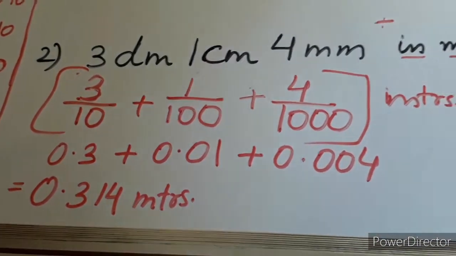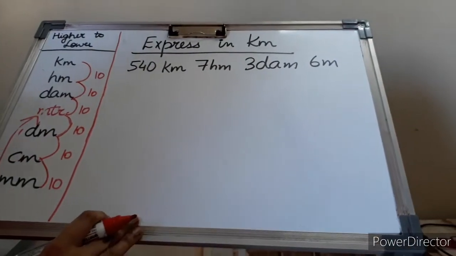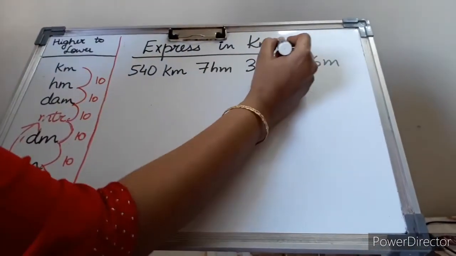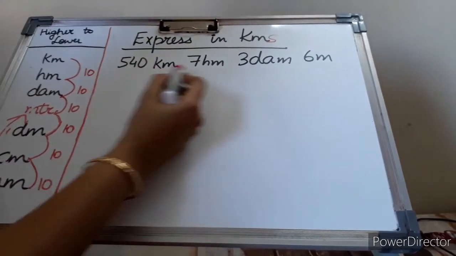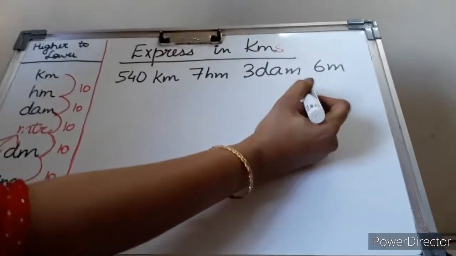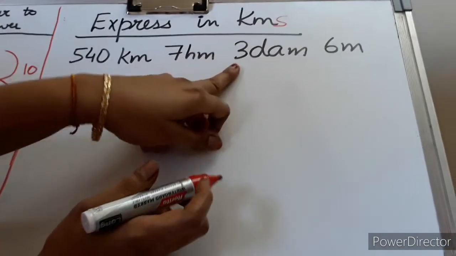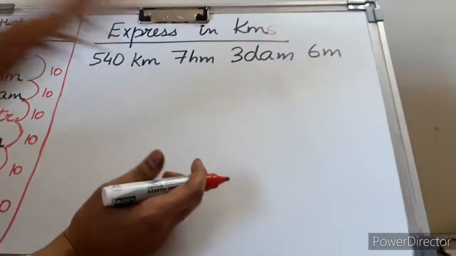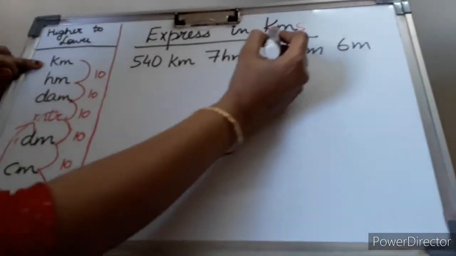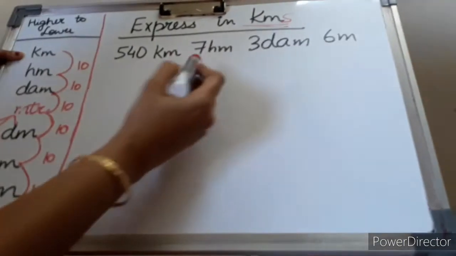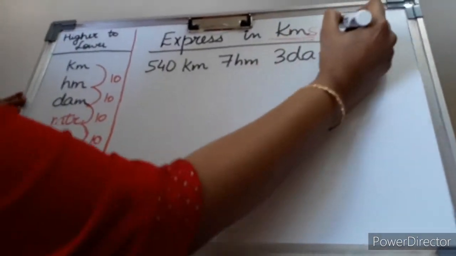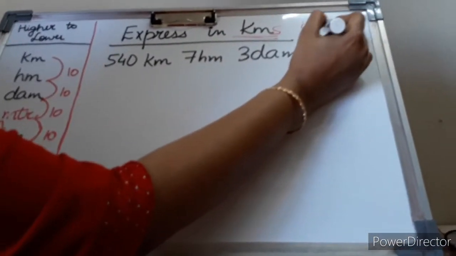Again we will see one question. Now express in kilometers. If we have to express this in kilometers, there is a very lengthy question I can see here, but we will see how to solve. 540 kilometer, 7 hectometer, 3 decameter and 6 meters. Now we have to again follow this chart. This is kilometer here. We have to change it into kilometers. Again we can see from lower to higher we are going, so we have to divide.